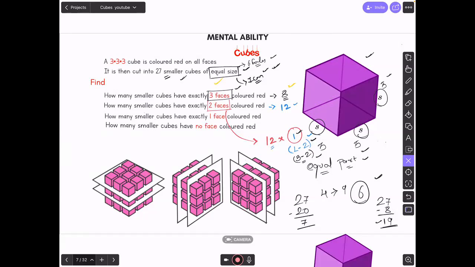Correct. The answer here is 6. Okay, 6 such cubes you will find which are having one face colored red. So let me paint it here. Which is that cube? I can see one here. The cube that is purely there on the face. Okay, so this is your face.